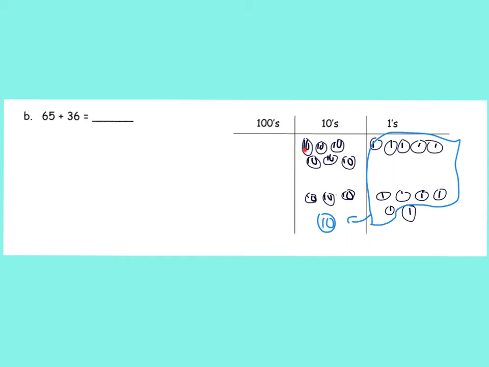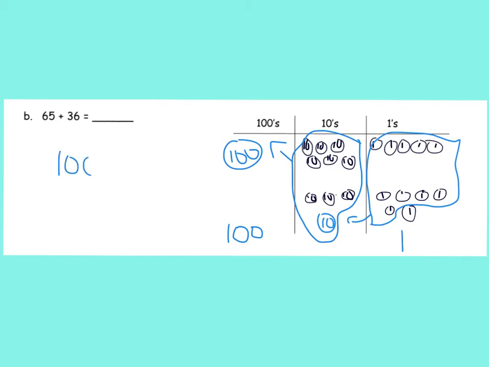Next, we're going to see if we have enough tens to make a new group of 100. We have 1, 2, 3, 4, 5, 6, 7, 8, 9, 10. So we have exactly enough to make a new group. So we're going to move all of these tens over to the 100 spot. Now we're just going to calculate our answer. We have 1 disc that's worth 100. We have 0 discs in the tens place, and we have 1 disc in the ones place. Therefore, our answer is 100 plus 1 to equal 101.